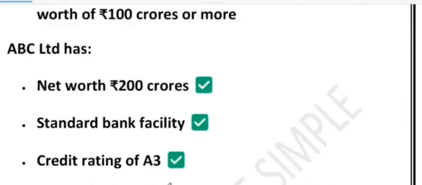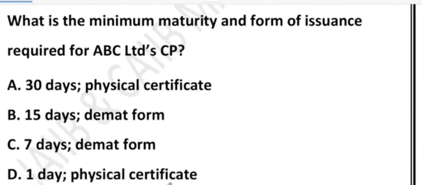Now friends, have a look at the next question. This question is also related to the same case study. It is asking what is the minimum maturity and the form of issuance required for ABC Limited CP? CP means commercial paper. Option A, 30 days physical certificate. Option B, 15 days demat form. Option C, 7 days demat form. Option D, 1 day physical certificate.